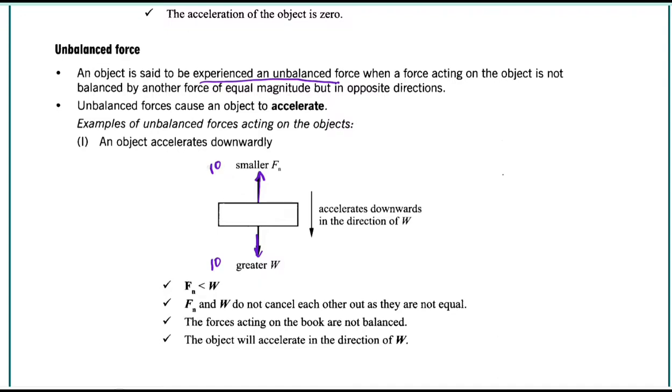Then let's say that this one becomes not 10 but 7. So if this one becomes 7, it has become smaller than the opposite one, then we would say that the object will experience an unbalanced force. And the result of unbalanced forces is that we obtain acceleration, which is the change in speed. Are we together?